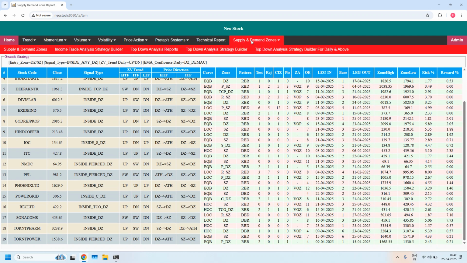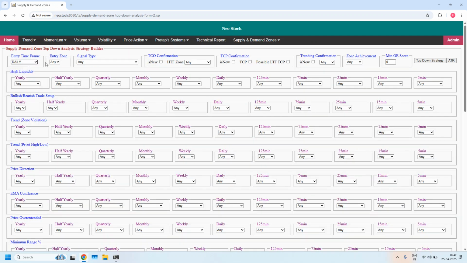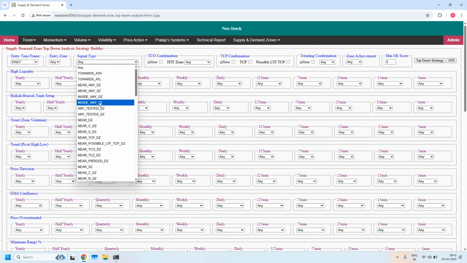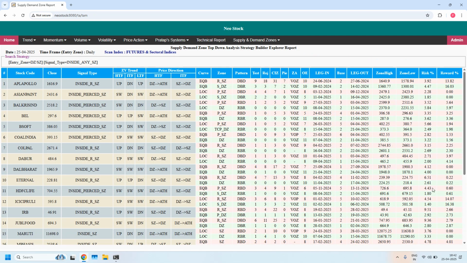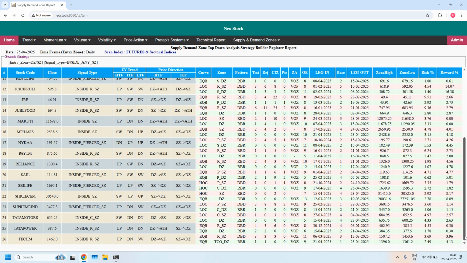Okay, next, daily time frame. Price closed inside the daily supply zone. First 15 stocks in the list. Scrolling the list down. So total 26 stocks are filtered. Out of these 26, let us find out how many daily supply zones are having daily EMA confluence.